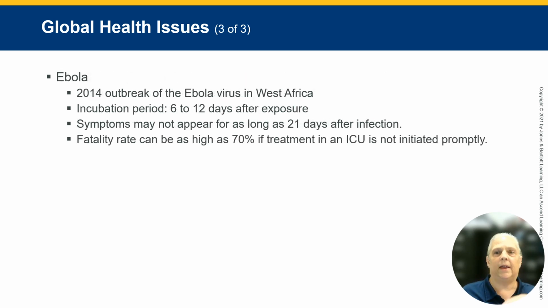With Ebola, we had an outbreak in 2014 in West Africa. It spread when infected people traveled to other countries, caused an international concern. Generally, incubation is 6 to 12 days after exposure, but it may take as long as 21 days for symptoms to appear after you were infected. Fatality rate can be as high as 70% if treatment in an ICU is not initiated promptly.